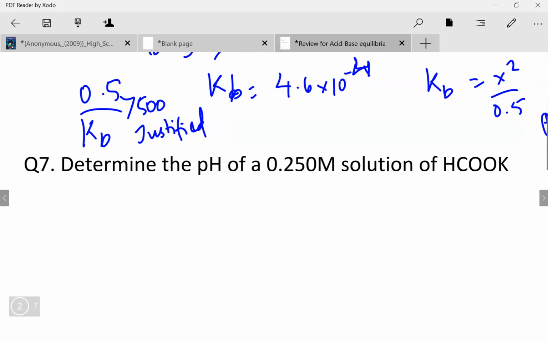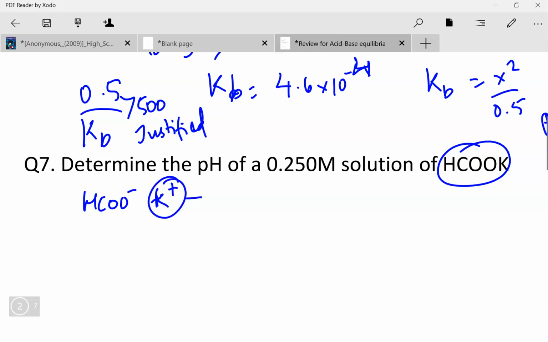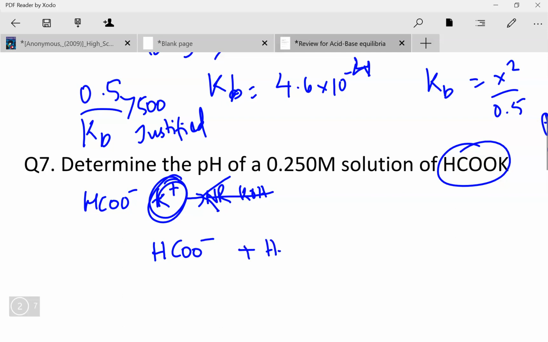Okay, so this is a salt, HCOOK. So this was made up of HCOO minus and K plus. This does not react with water because if it did, it would form KOH, which is a strong base. So the reaction equilibrium lies all the way to the left with the ion, so that's basically no reaction. And what we're going to do is just have HCOO minus reacting with H2O to form formic acid plus OH minus.